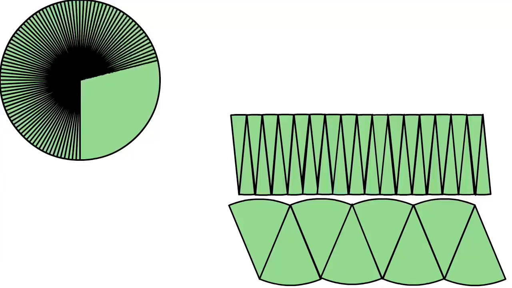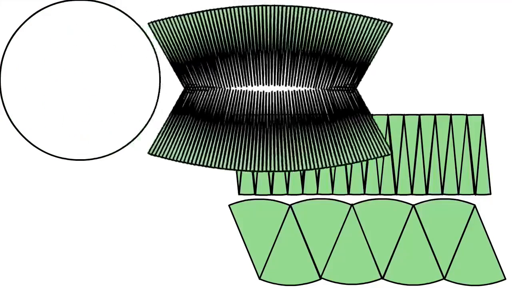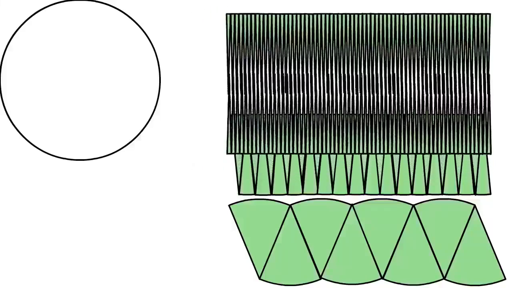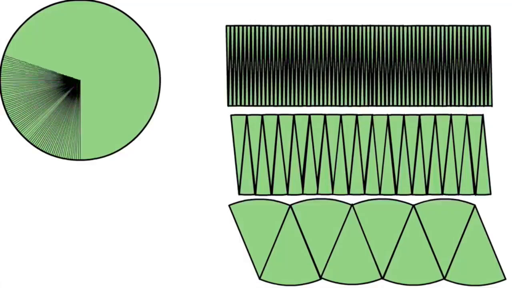So if we divide the circle into even smaller pieces, you can see that every time the shape becomes more like a rectangle. So how small must we divide a circle before we can get a perfect rectangle?